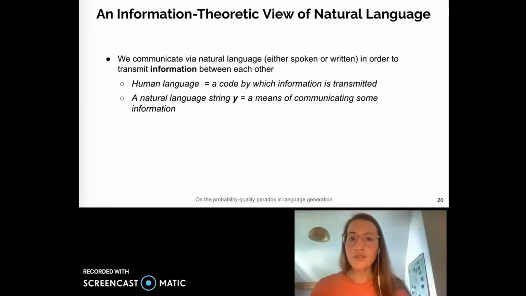So first off, how does natural language fit into the information-theoretic paradigm? Well, in our interpretation of the process of communicating via natural language as the transmission of information between people, human language is a code, or a mapping from meanings to symbols. A natural language string Y is then the avenue through which we communicate information. Now, one important question here is, how is the notion of information formalized in this setting?